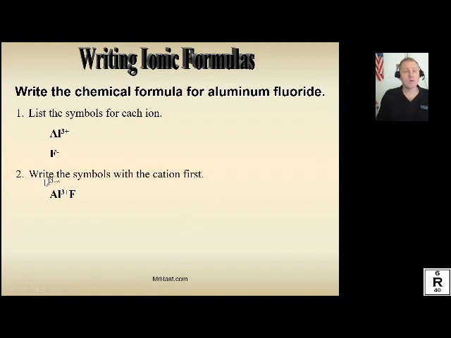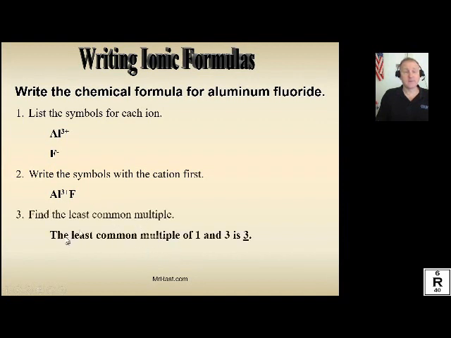Okay, so number 2, write the symbols with the cation first. You always put the cation first. The positively charged one is always first when we write ionic formulas. So we write them together with the cation first. So aluminum and then the fluoride, which is 3 positive and the negative. And then you find the least common multiple. The least common multiple of 3 and 1 is 3. So 3 goes into 3 for aluminum. 3 goes into 3 once, so there's 1 aluminum.